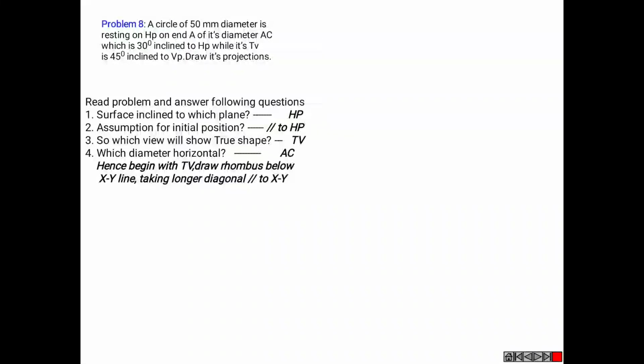So the constraints are, by reading the above problem and answering the following questions: the surface is inclined to which plane? It is to your HP, and the assumption for initial position is parallel to HP. Which view will show you the true shape? Its top view. Which diameter is horizontal? AC. So hence begin to draw the top view, draw a rhombus below the XY line, taking the longer diagonal parallel to XY.